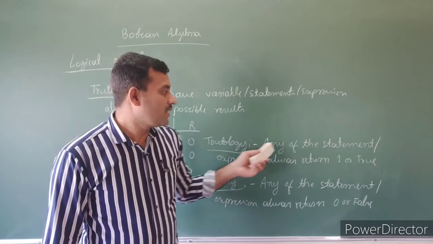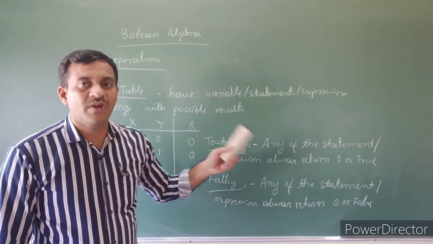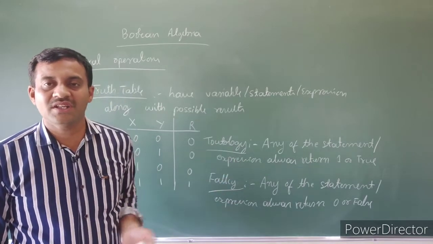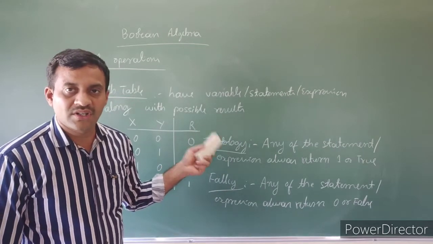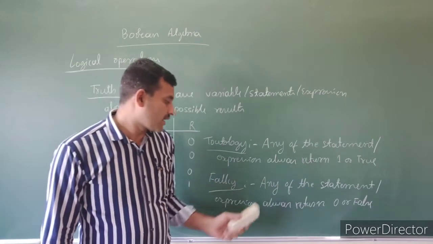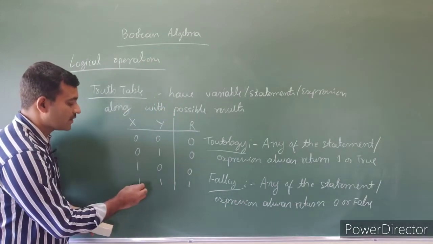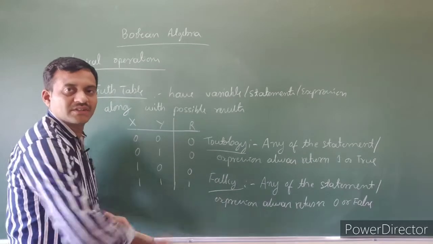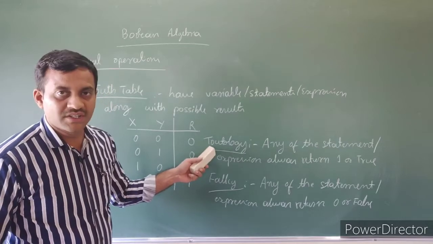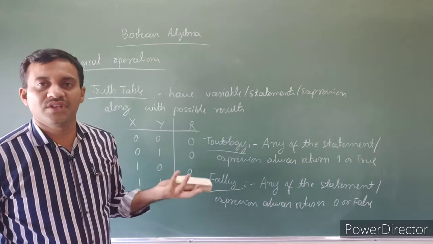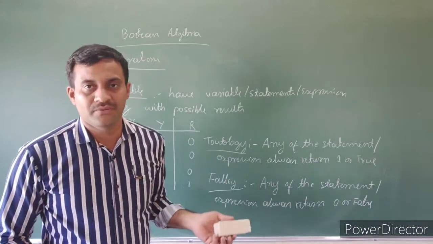If any statement or expression always returns 1, that is called a tautology. If it always returns 0, that is called falsy. See here, the last combination returns 1, always returns 1, so the statement is called a tautology. 0 0 0 always returns 0, so the statement is called falsy. This is the tautology and falsy.